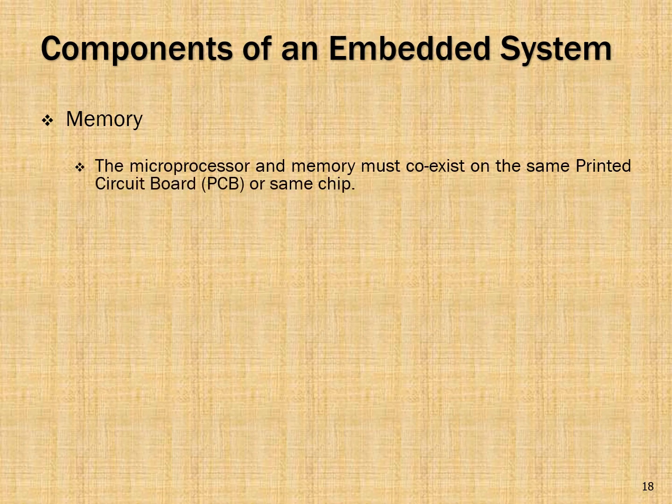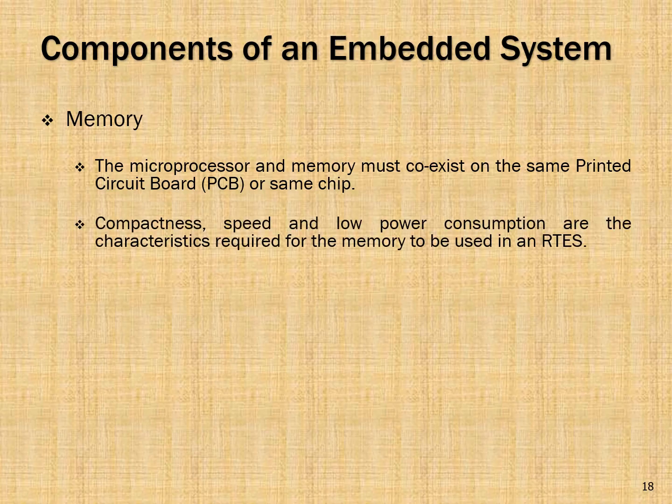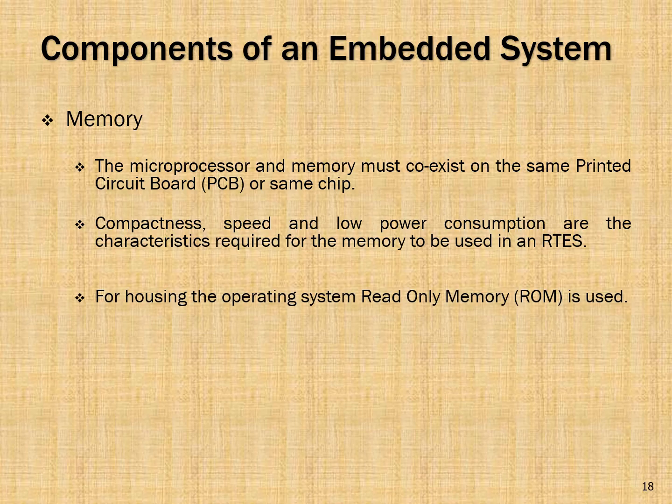Then next we have got memory. So microprocessor and memory must coexist on the same printed circuit board or on the same chip so that their performance can be improved. And when the distance between the microcontroller and the memory chip is less, data access speed will be better. In case of memory, compactness, speed and low power consumption are the characteristics required for memory to be used in an RTES. For housing the operating system, we need read-only memory.